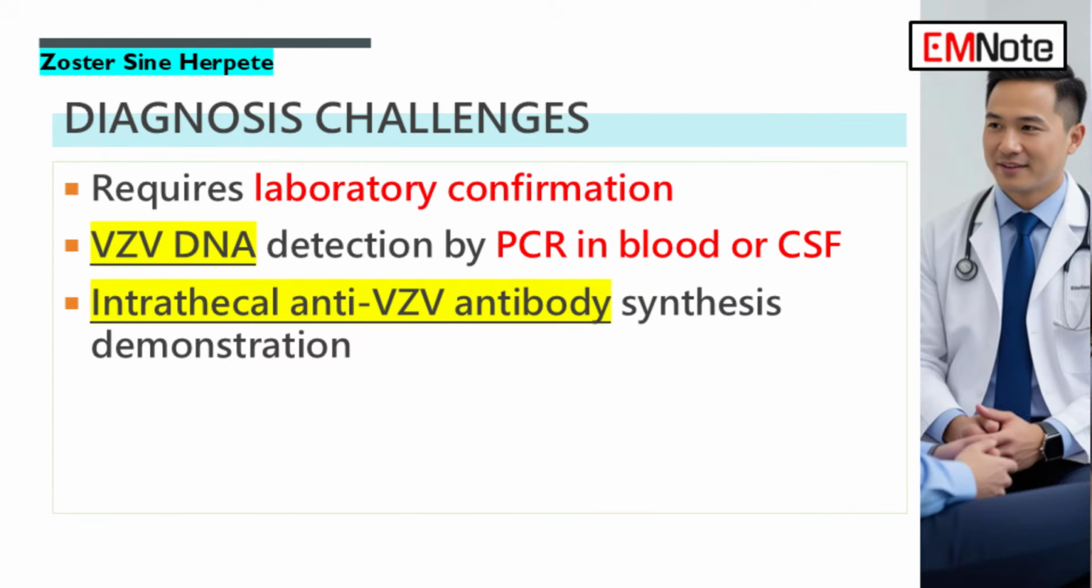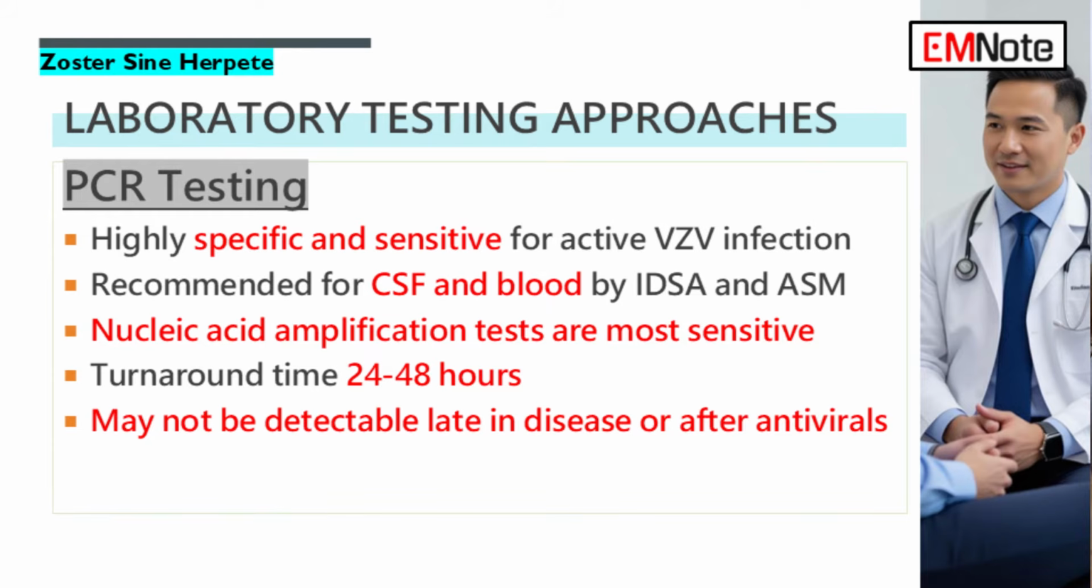What's the best test for speed and sensitivity? You have to go for nucleic acid amplification tests first, specifically VZV polymerase chain reaction, PCR. It's the quickest and most sensitive way to detect the active virus. Ideally, you'd test cerebrospinal fluid, the CSF. CSF, okay. But blood samples can sometimes be used too. It depends a bit on how the patient presents.